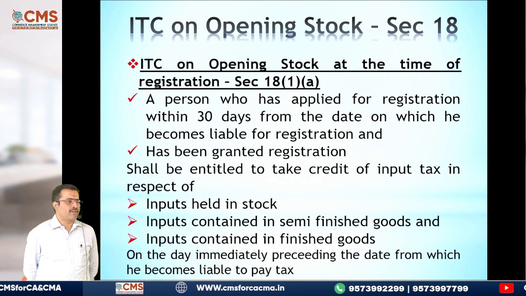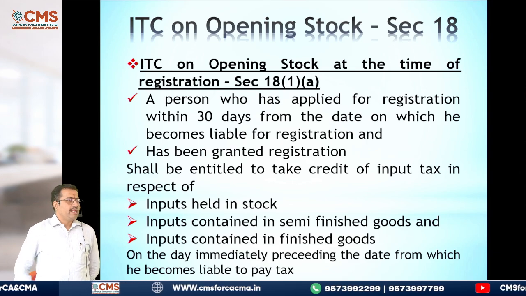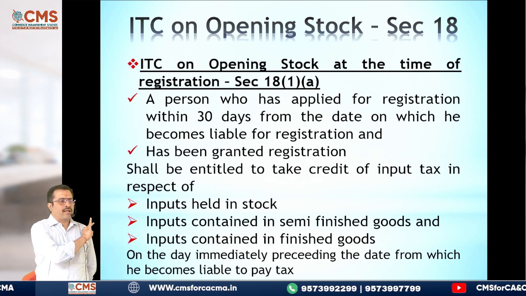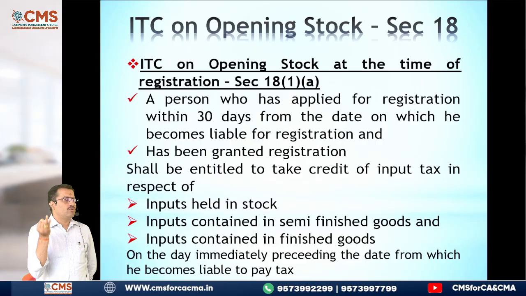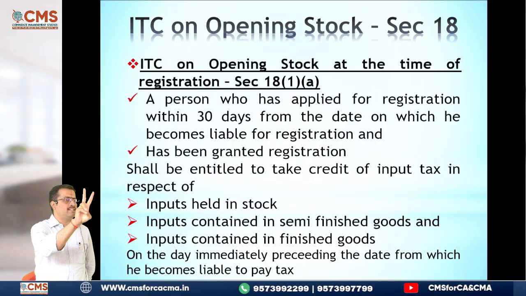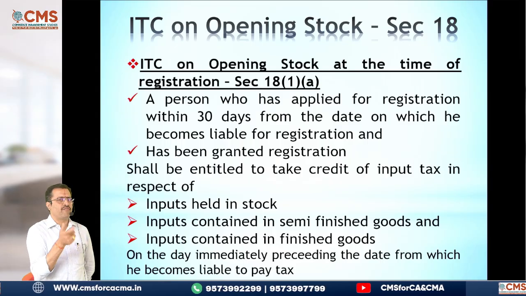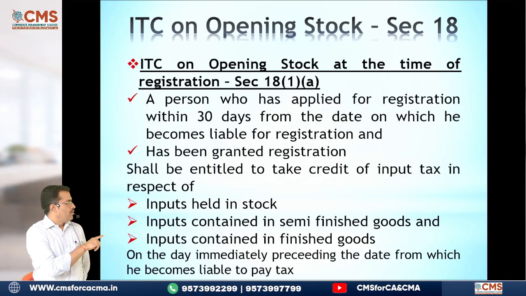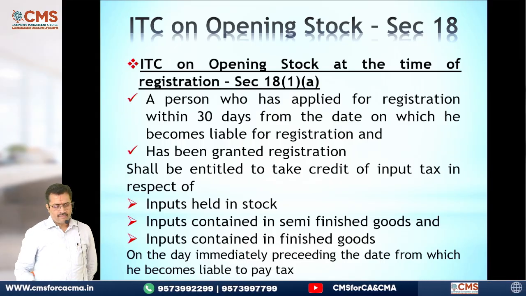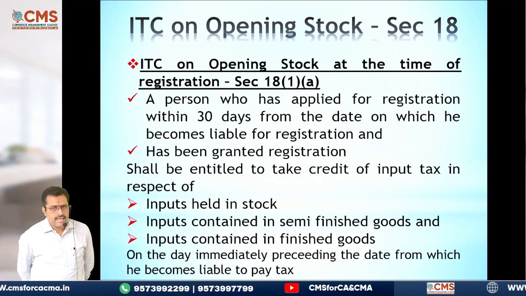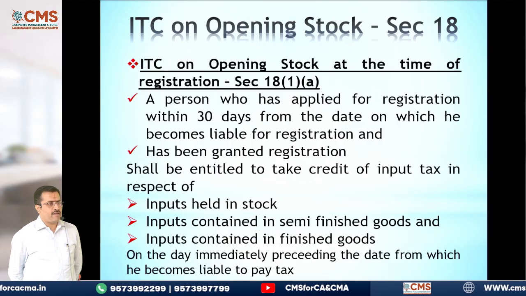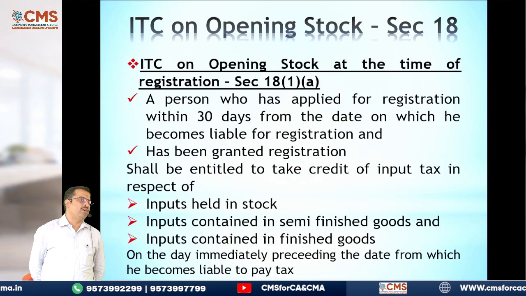So you have to observe that capital goods are not covered. In clause A and clause B, capital goods are not covered. Capital goods are covered in clause C and clause D only. Please be careful. When we come to clause C and clause D, you will observe the difference. Now, when he can avail, see there. On the day immediately preceding the date from which he becomes liable to pay the tax.